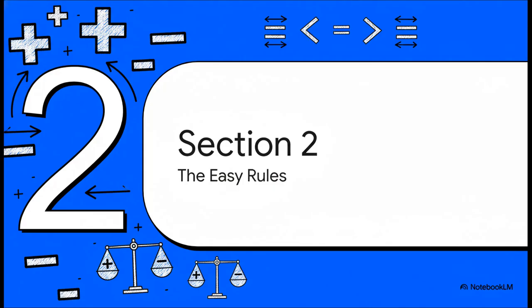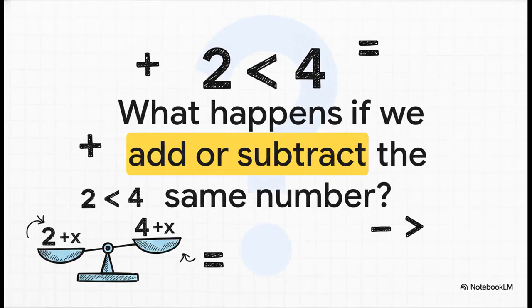Okay, now for section 2. Let's take our simple truth, 2 is less than 4, and let's play with it a little bit. We're going to see what happens when we add and subtract stuff. And I call these the easy rules for a reason. They work exactly the way you'd expect them to. No tricks here.